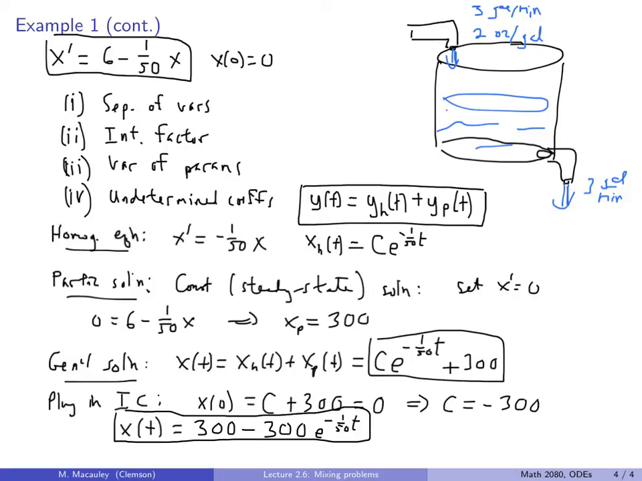Okay, so let me say a couple things about that. We looked for a constant solution by setting this equal to 0, and we found that 300 was a constant solution. But let's see if we could come up with that without knowing much math, just purely looking at the situation.